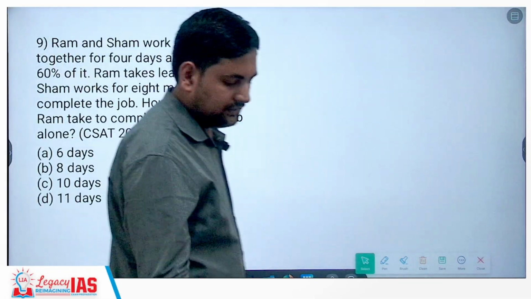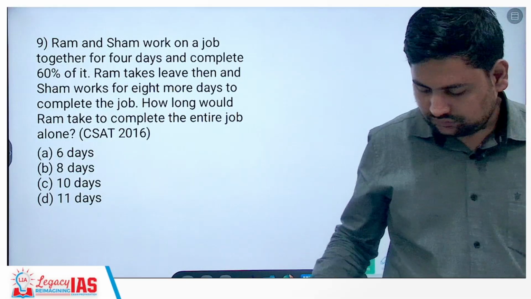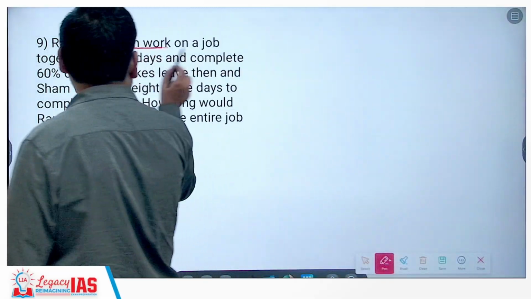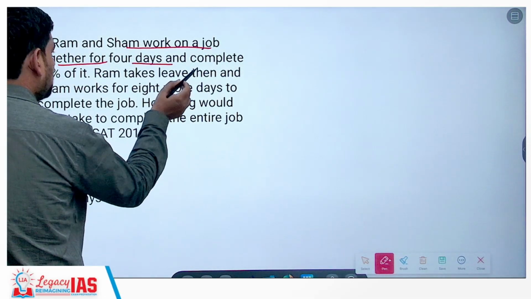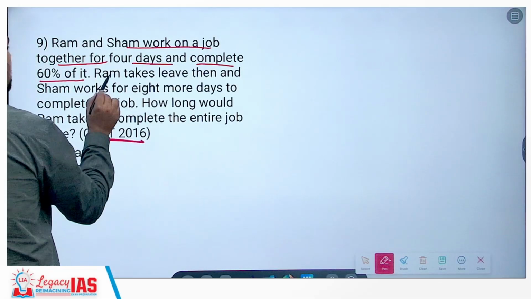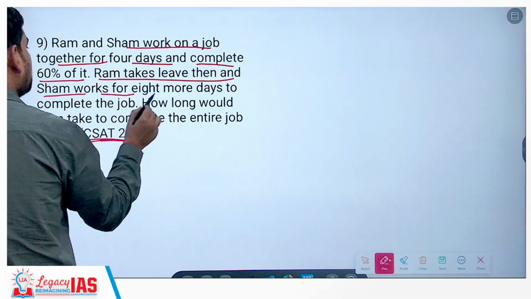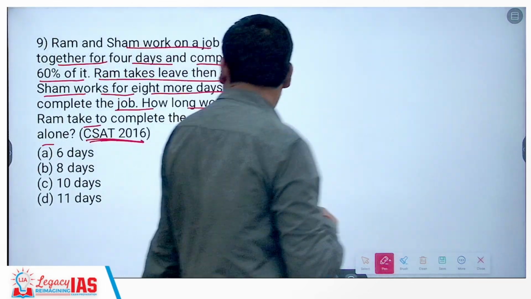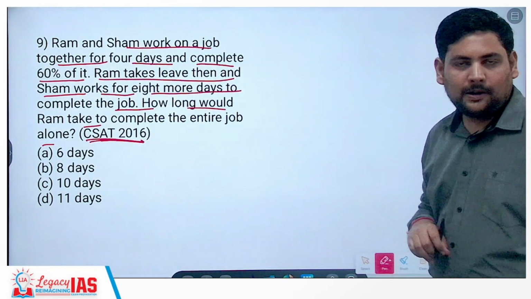Now, let's do another question. It says: Ram and Sham work on a job together for 4 days and complete 60% of it. This was in CSAT 2016. Ram takes leave, then Sham works for 8 more days to complete the job. How long would they take to complete the entire job alone?